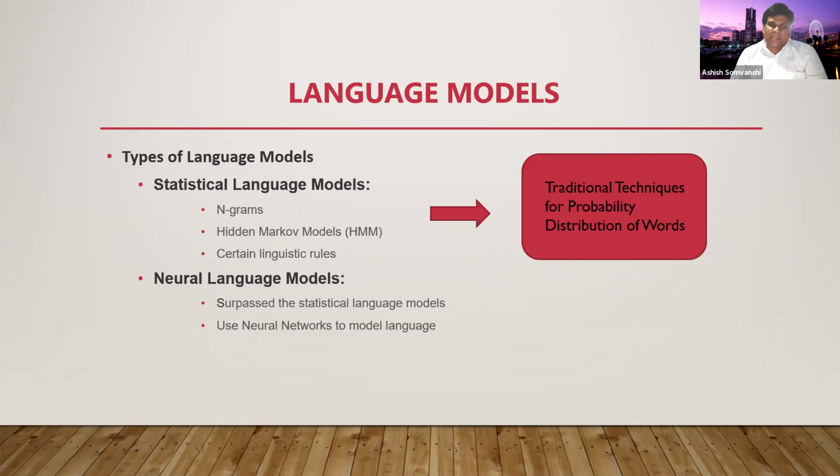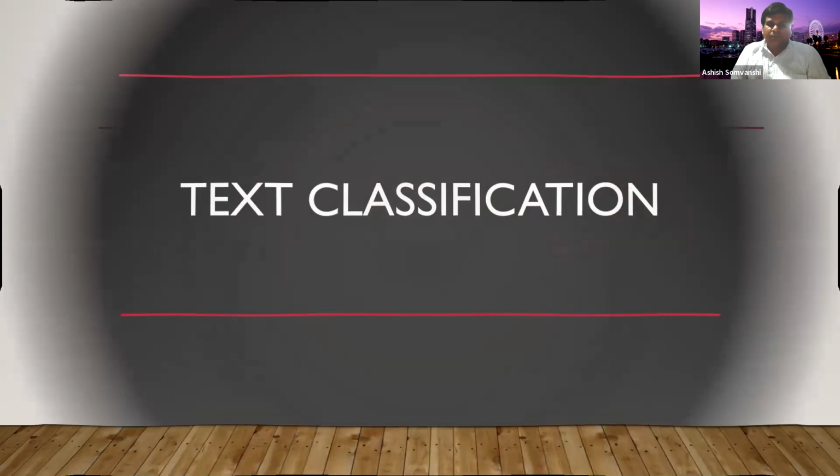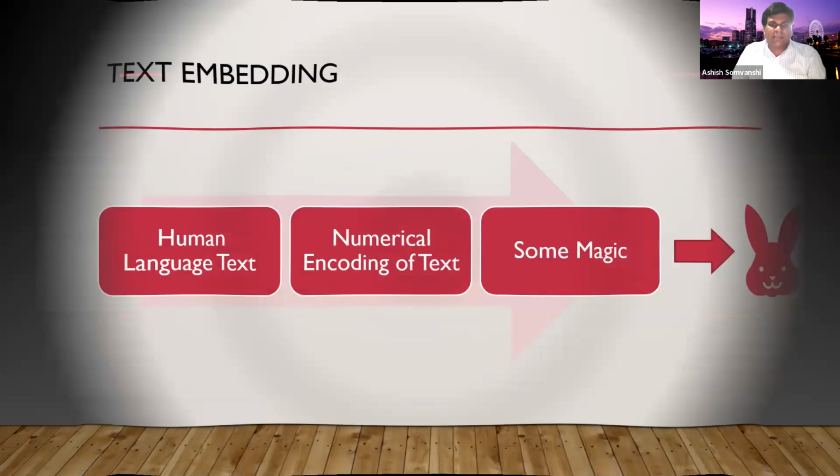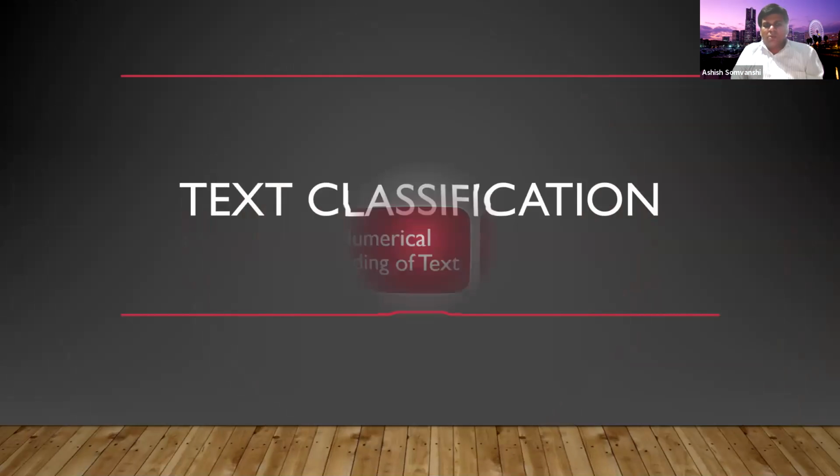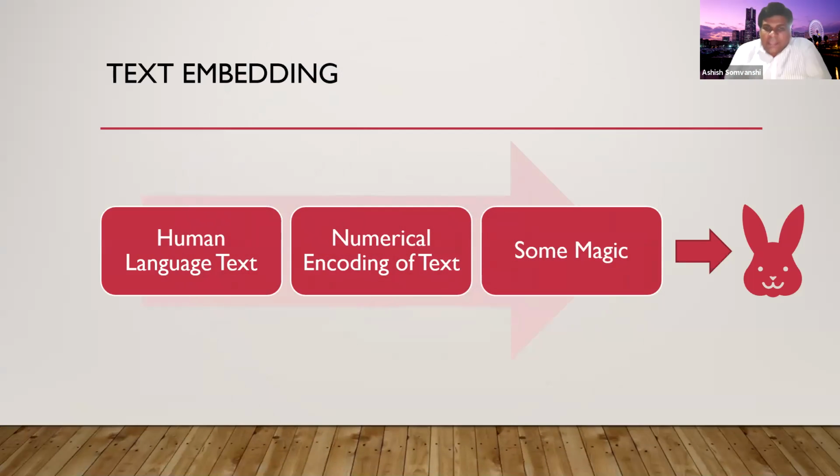This is what changed when we started using neural networks for NLP. Deep learning is all about neural networks, and by deep we mean it's about layers, as I was talking about. Then we talked about what text embedding was.